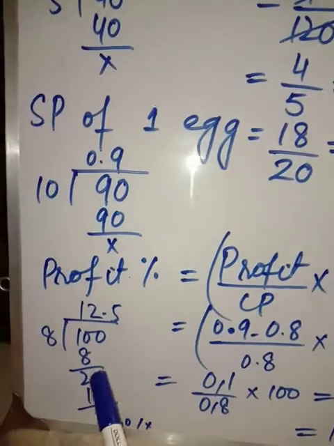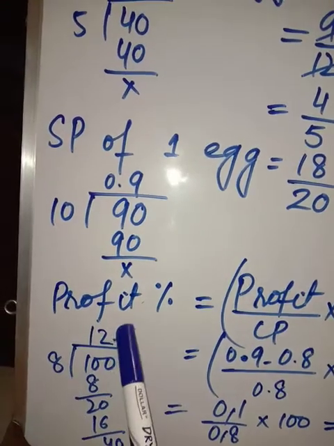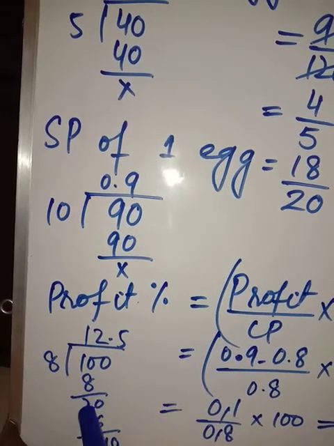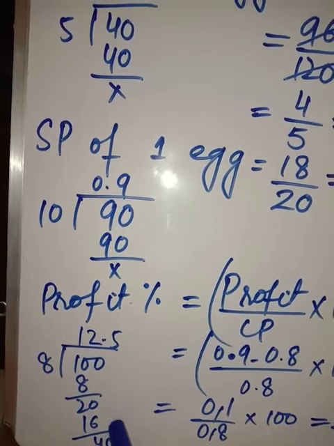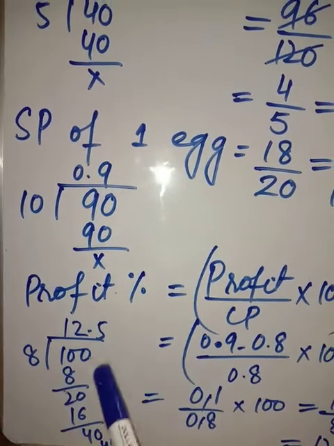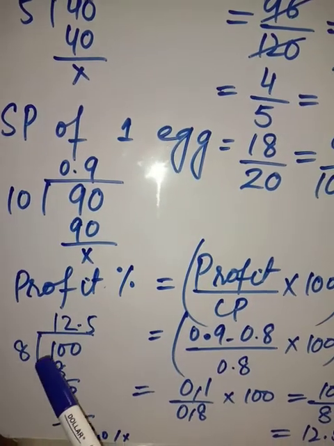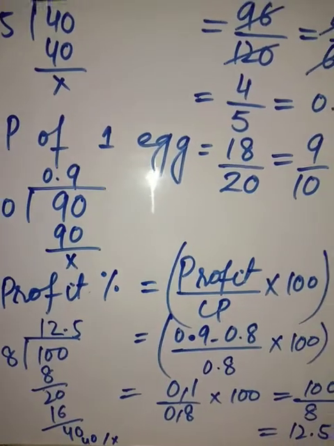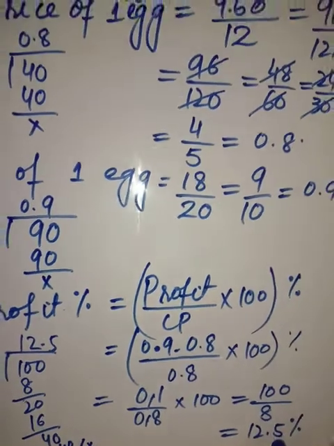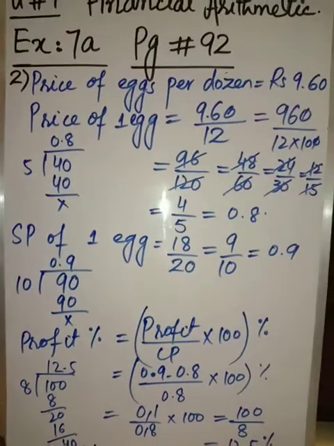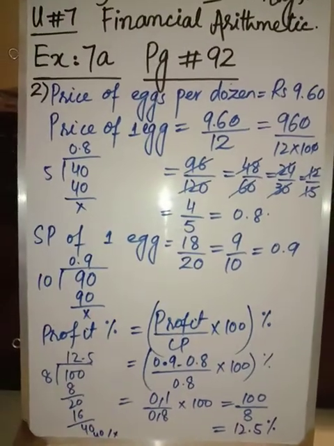When 100 and 8 divide by each other, you will get 8 ones are 8, 10 minus 8, 2, 0, 8 twos are 16, you are left with 4.0, 8 fives are 40. What is the number then? 12.5. So what is the profit percent? It is 12.5. Hope you understand it.